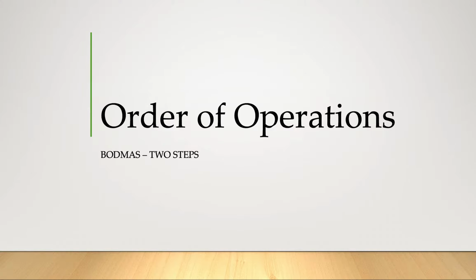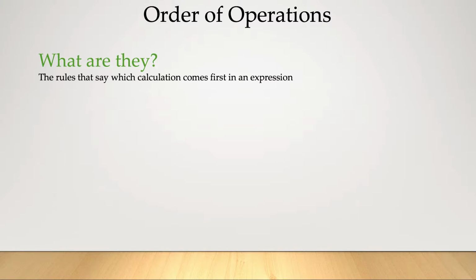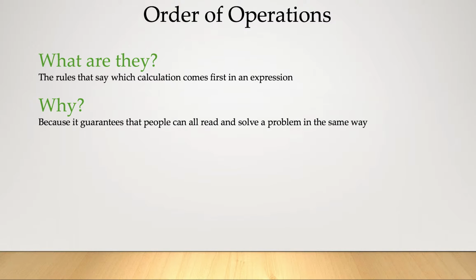Order of operations, BODMAS, with 2 steps. What are they? Rules that say which calculation comes first in an expression. Why? Because it guarantees that people can all read and solve a problem in the same way.